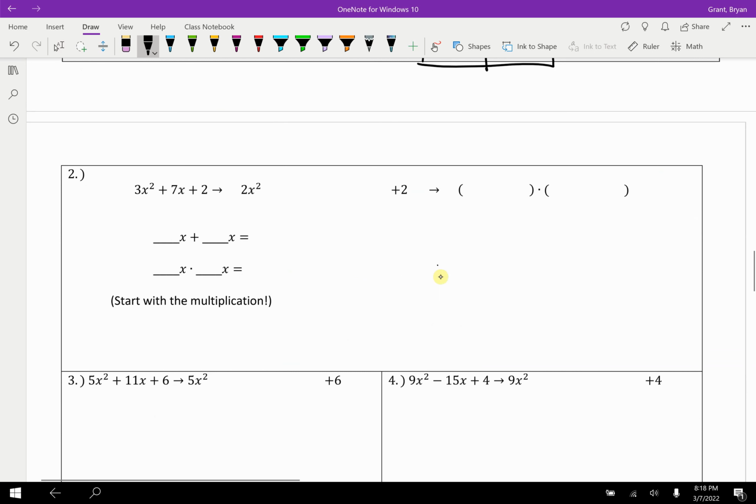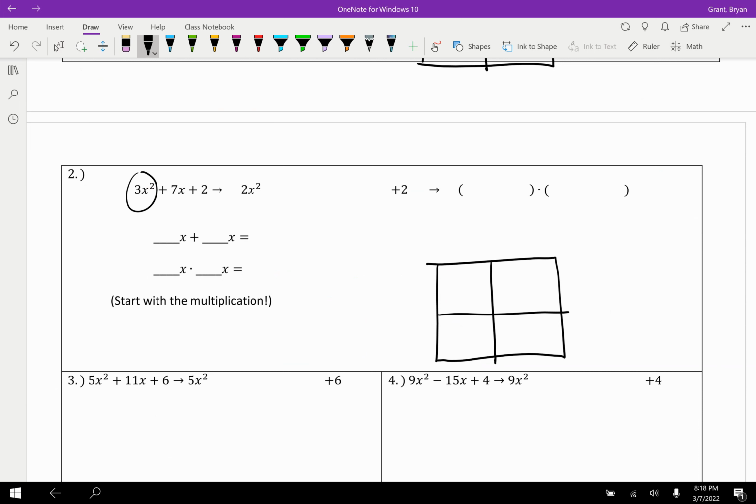Same thing for the second problem. We'll set up this box. We know that, let's see, 3x squared and 2 have to go in the box. So pause this video, take 30 seconds to a minute, set up your box for each problem, and then we can come back together. Ready, set, go.